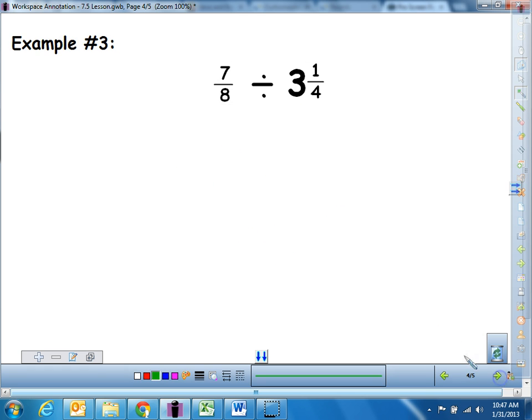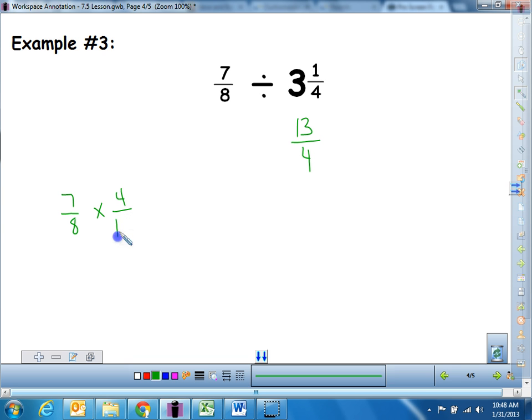We're going to do one more together, and then you're going to do one on your own. So let's try it. 7/8. We don't need to do anything to change this at all. It's already in fraction form. This is the one we need to change. So what's this going to become? I hope you said 13/4. 3 times 4 is 12, plus 1 is 13. So now when I rewrite it, I have 7/8 times 4/13.